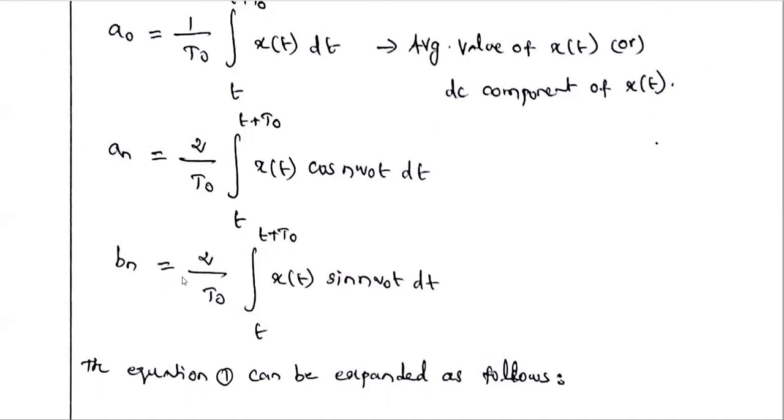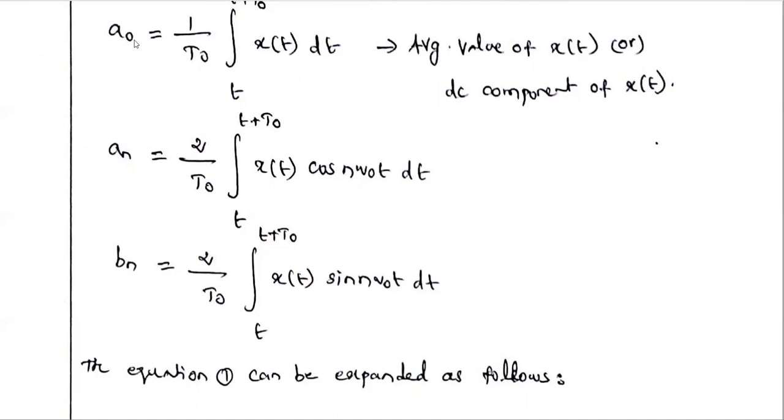Similarly, bn is calculated by 2 by T naught, integration over one cycle period, x of t sin n omega naught t dt. So what is the difference between an and bn? In an we are multiplying cos n omega naught t with x of t, and in bn we multiply sin n omega naught t with x of t. Okay, so these are the Fourier series coefficients in a trigonometric Fourier series.